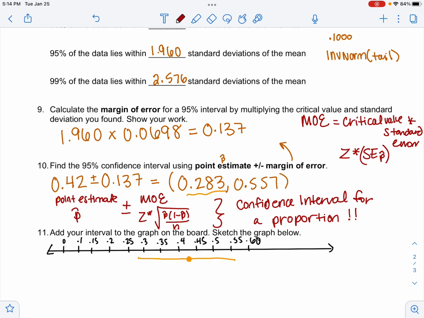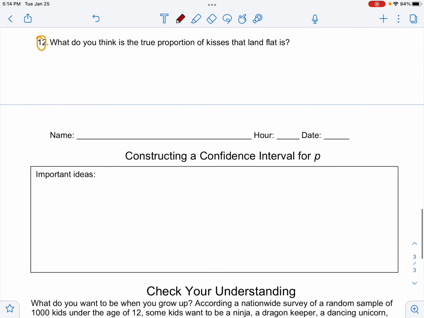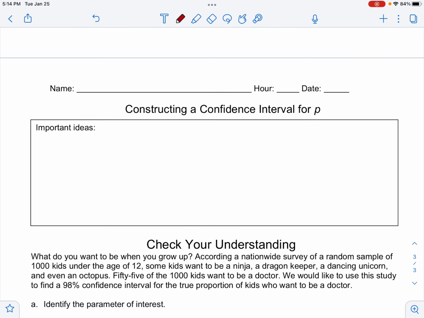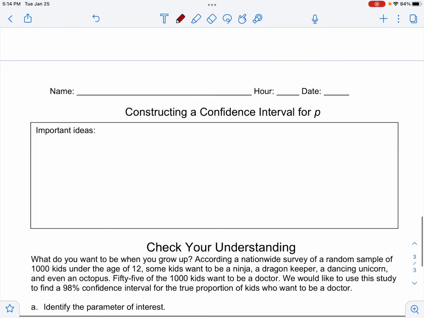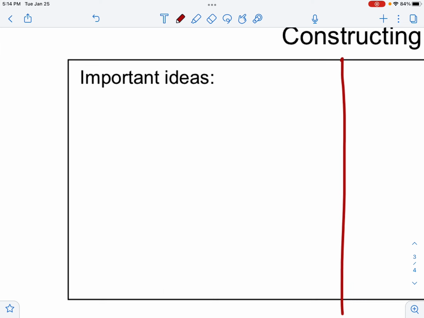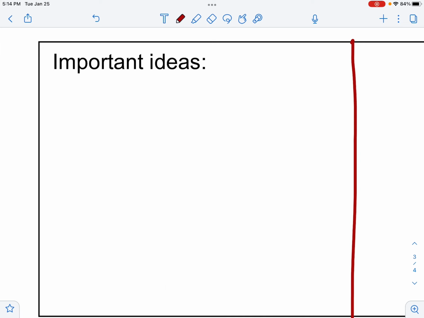All right, so again, we'll have to estimate together once I can see the graph. Let's just go ahead and do some important ideas. We're going to have 3 of them today. So I'll mark off my page into 3s. And I'll start with the first important idea. This first one is all about the conditions.